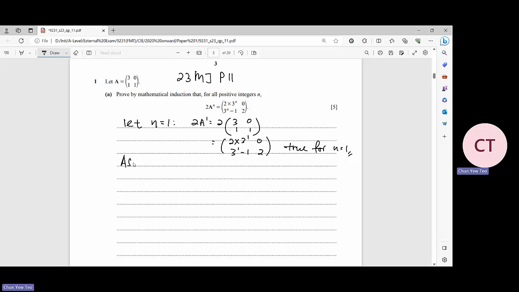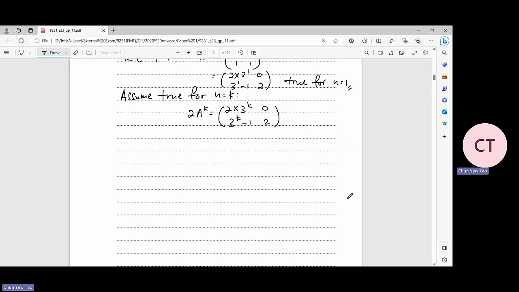Now we assume it is true for n equal to k, which is 2A to the power k. It will be related as this. Okay, so this is the second statement.